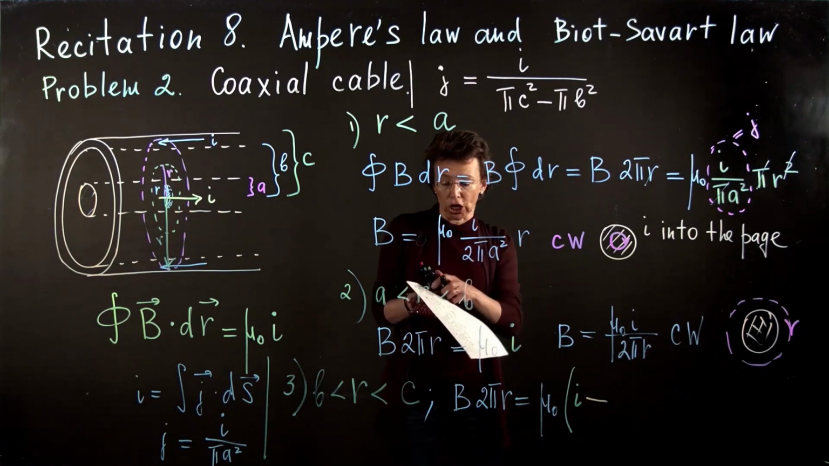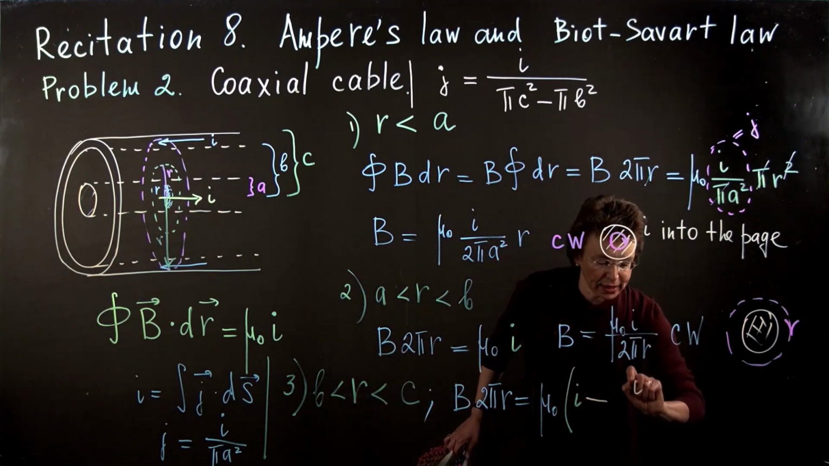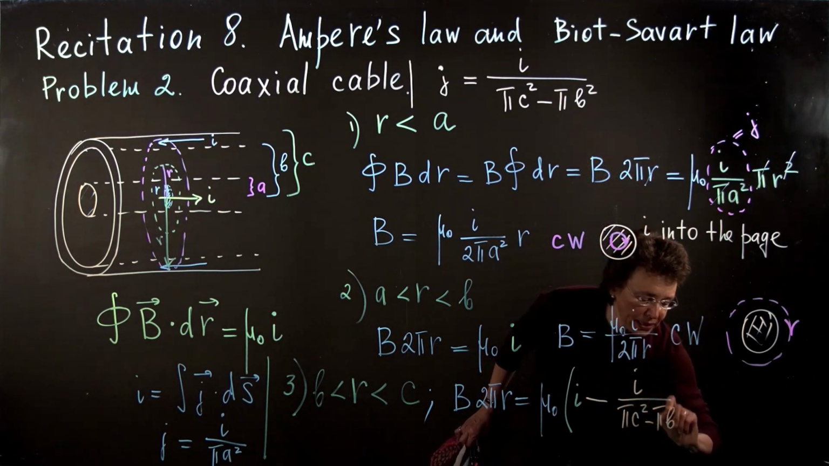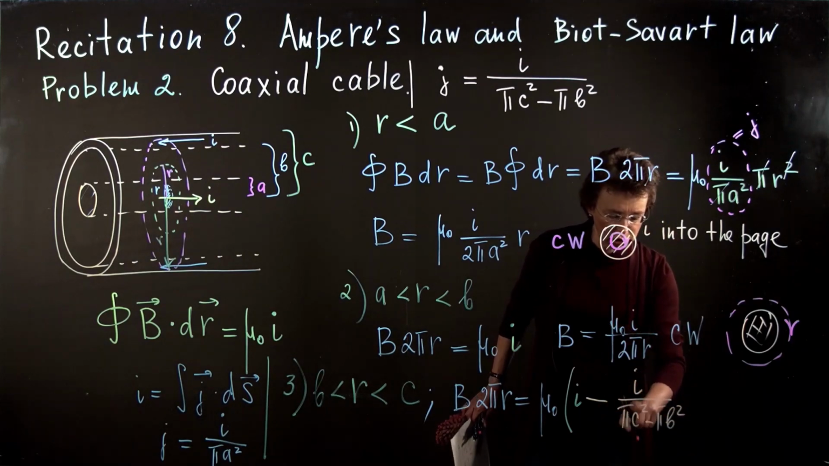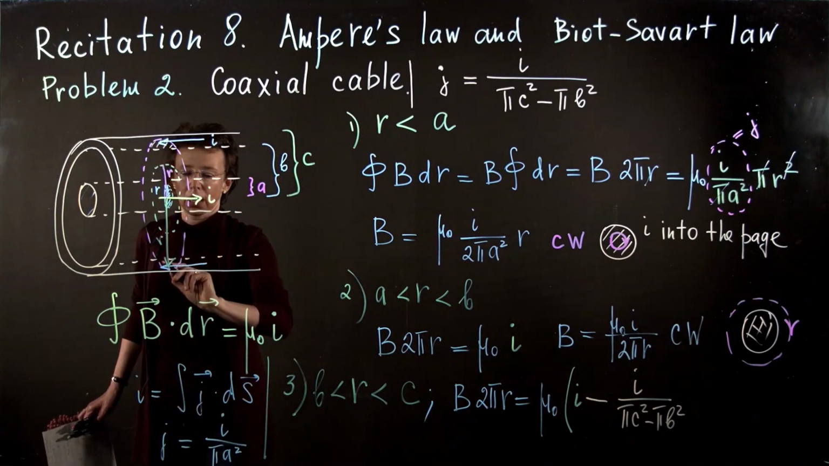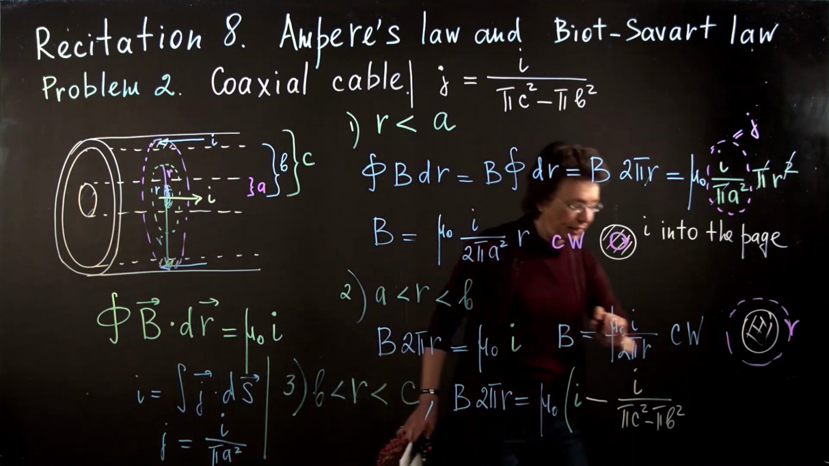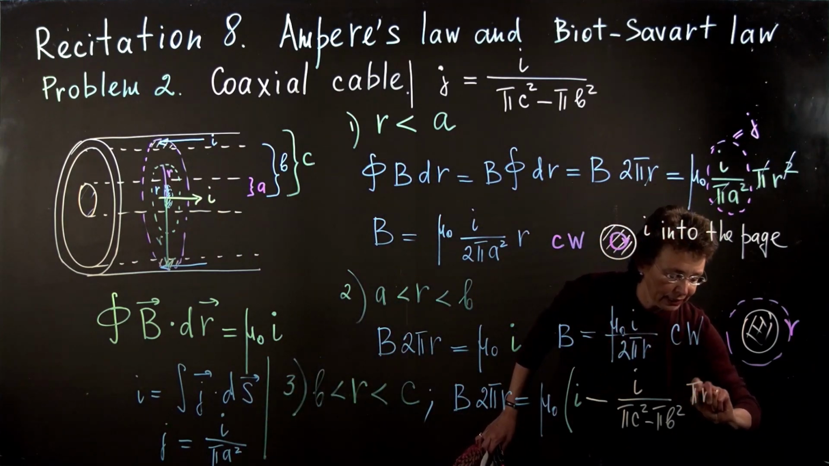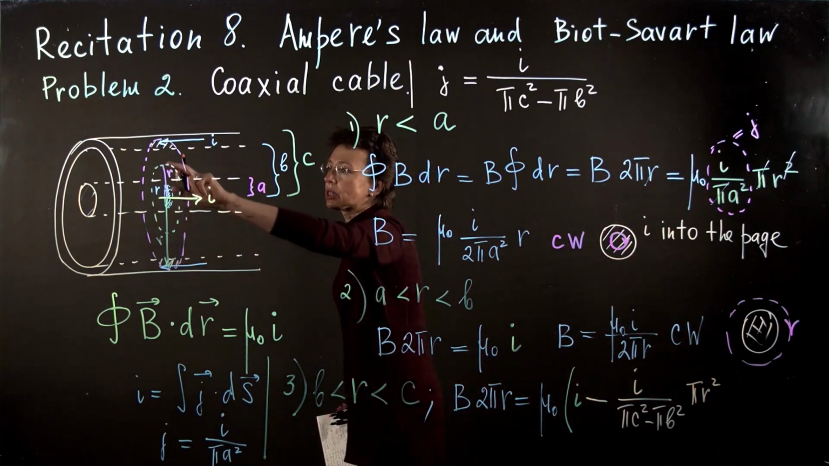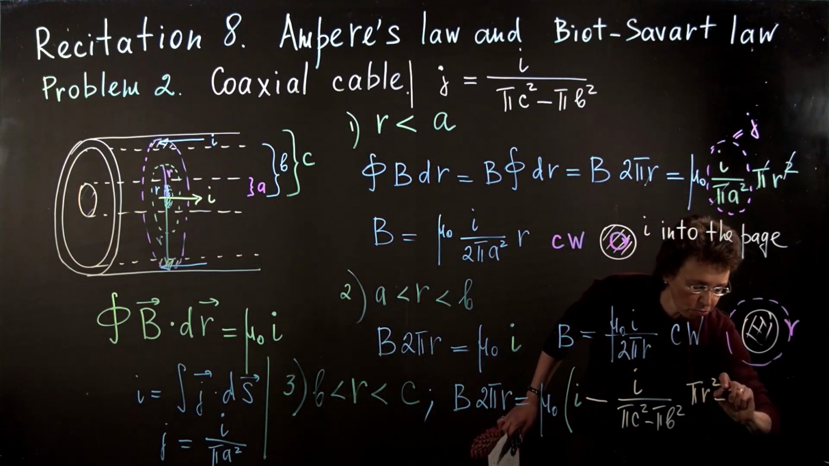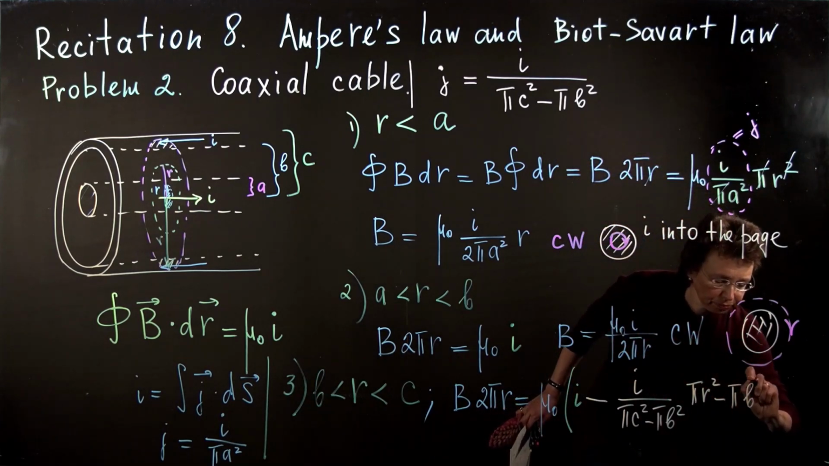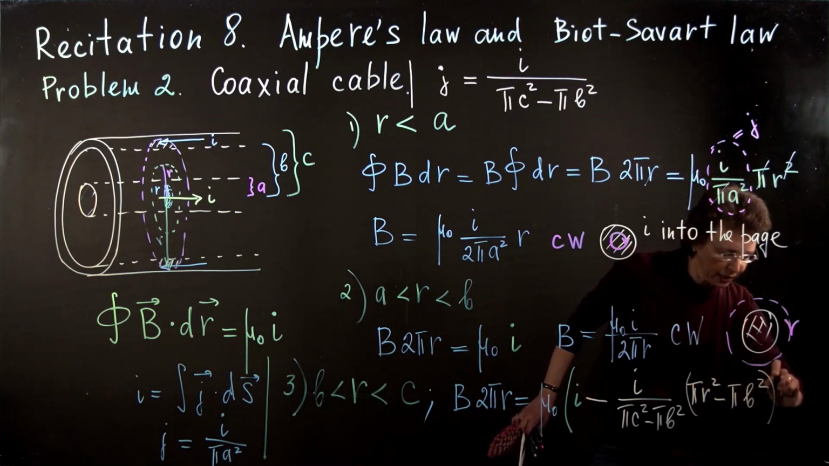Now we know J. J is I over pi C squared minus pi B squared. Current density, current per unit area, times the area enclosed by this pink loop. What is this area? It is pi little r, where r is this arbitrary r, pi r squared, and I don't forget to subtract the middle, minus pi B squared. And we close the parentheses.